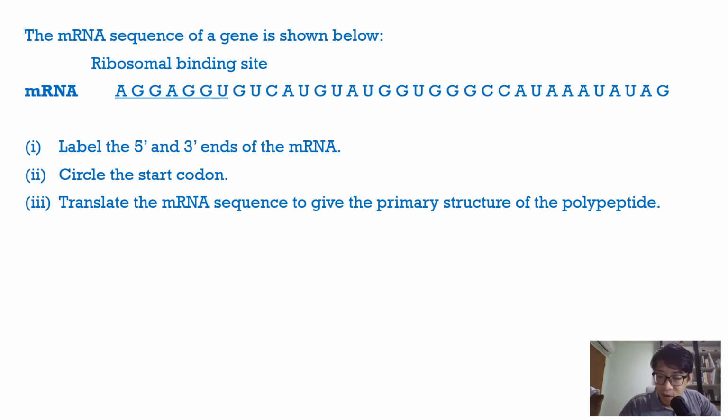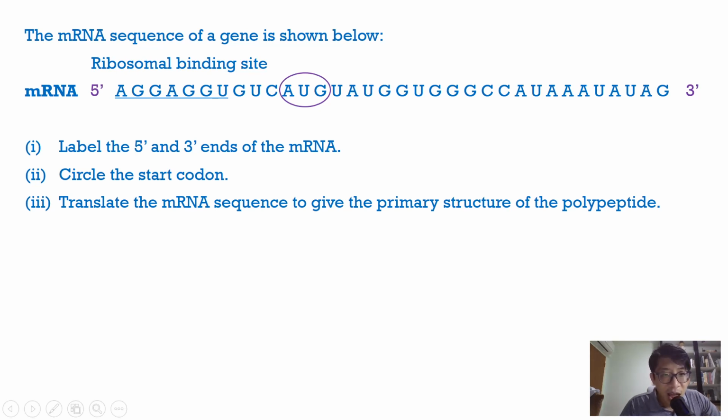All right, so let's look at this part by part. Part 1, label 5' and 3'. Remember that the ribosome moves down the mRNA in the 5' to 3' direction. So where the ribosome binds would of course be closer to the 5' end, so that it can move along in the 5' to 3' direction. The start codon AUG would be the first AUG after the ribosomal binding site.